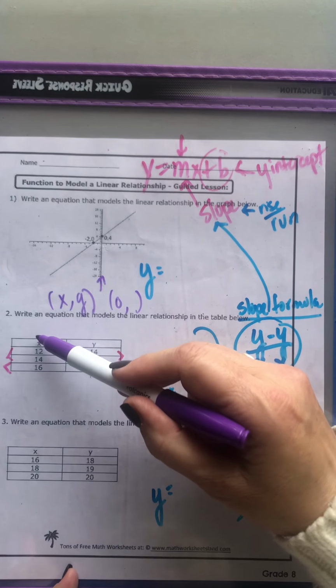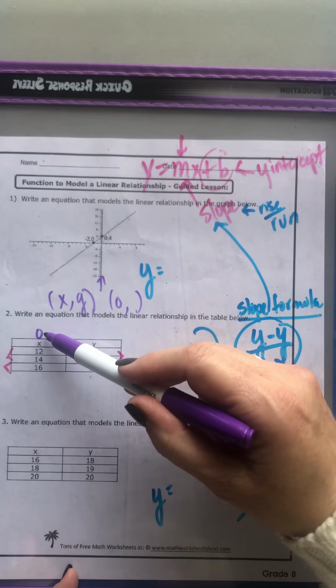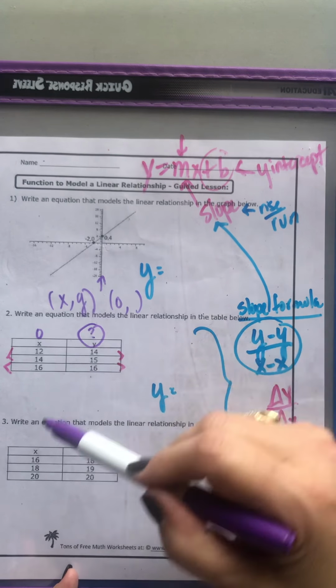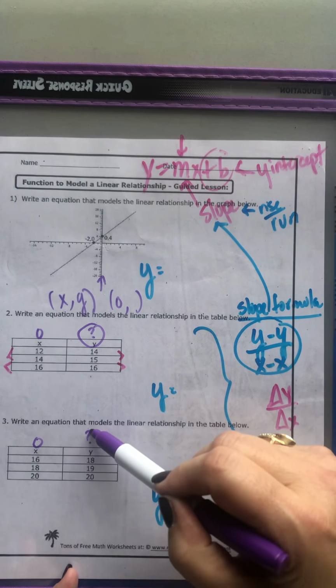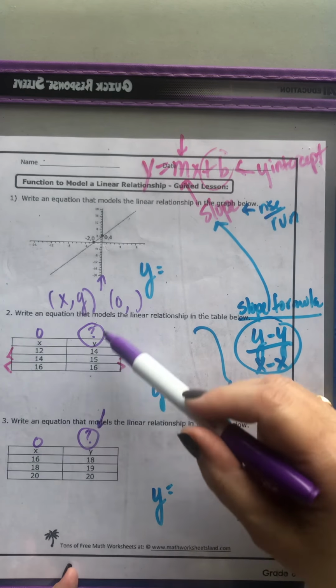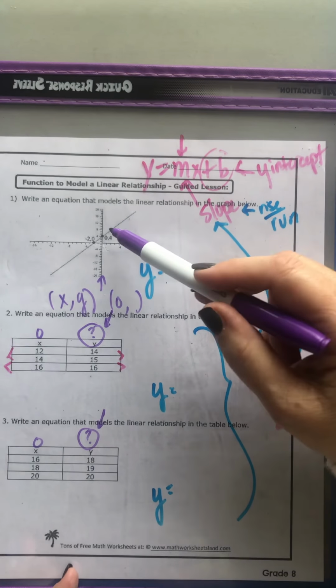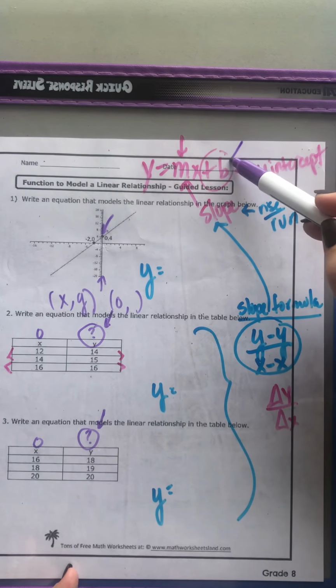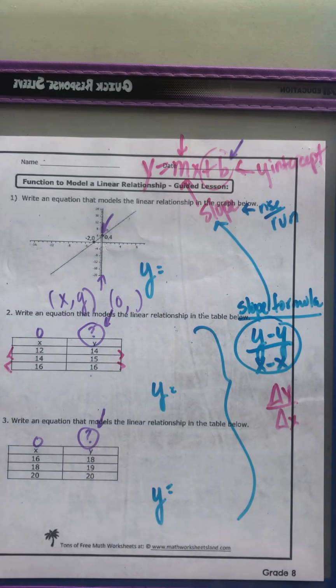So you're going to have to figure out, at 0, what will this value be? If this is 0, what will this value be? When you find that value, there's the b right there. That's the value that goes right there into the y-intercept. So you should be able to answer those fairly quickly.